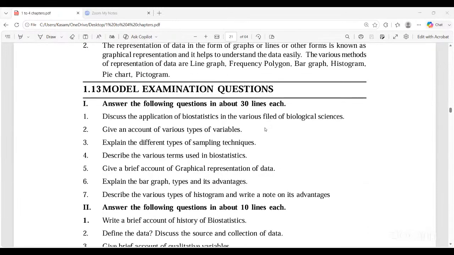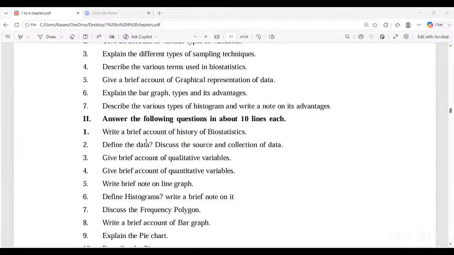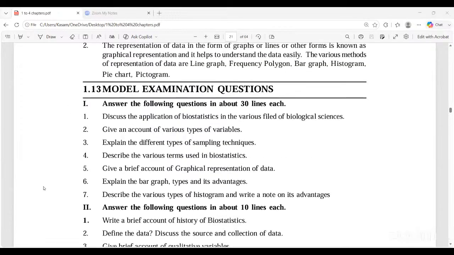So in the main examination, they give long questions. Describe the various terms used in biostatistics, meaning we have to write about them. Explain the different types of sampling and techniques. Give an account. Explain applications. We have to write these.